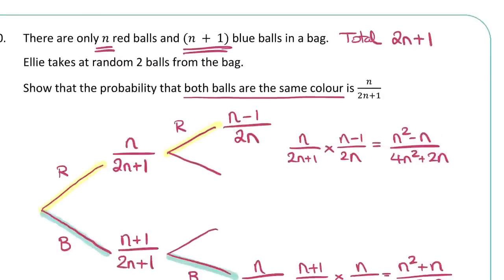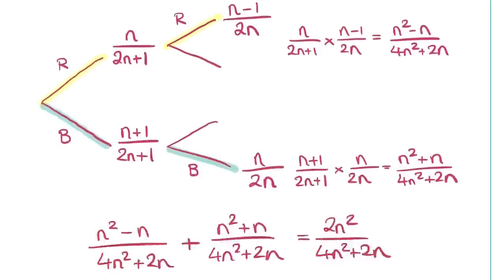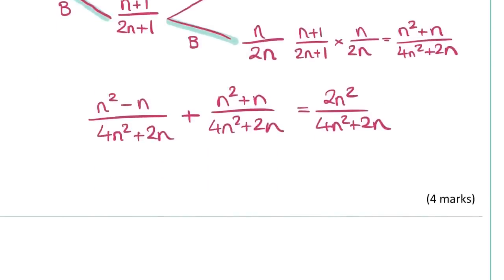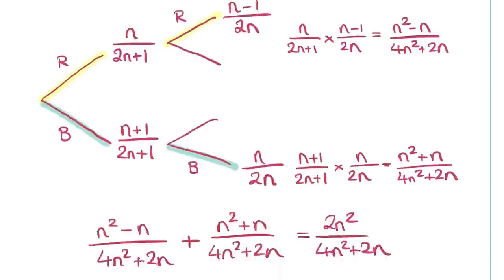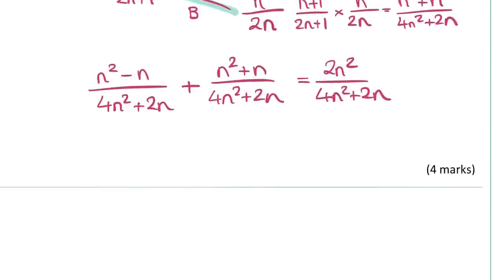But this question wants it in the form n over 2n plus 1. So we need to factorise either the top or the bottom. We could actually factorise both. We want just n on the top, so we want to take 2n out of the top. So you could write that as 2n brackets n.